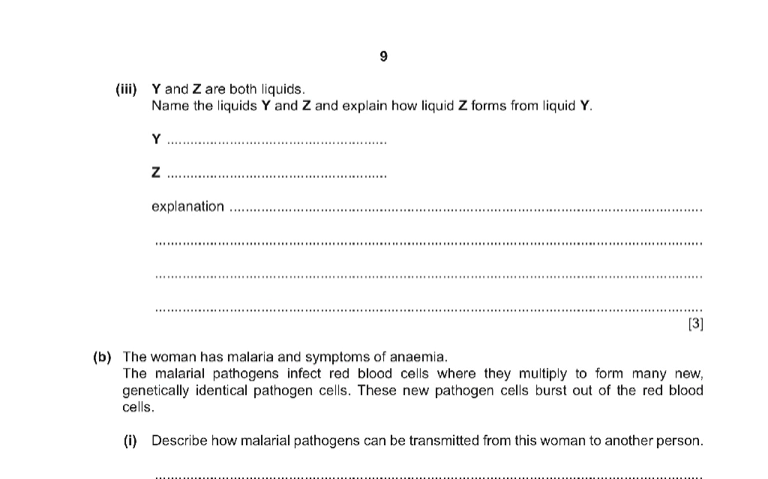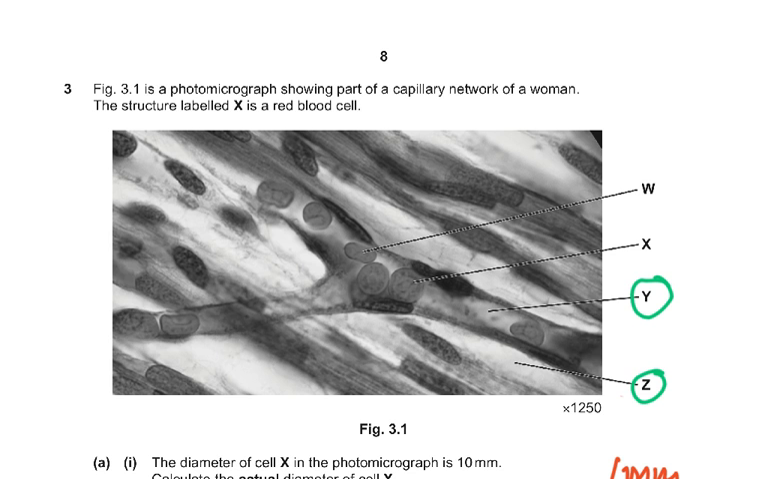Now coming to part 3 of the question, Y and Z are both liquids. Name the liquids Y and Z. Explain how liquid Z forms liquid Y. Now let's look at Y and Z. So Y is inside the capillary, so Y has to be the plasma, and Z is outside the capillary, so that is the tissue fluid. You see, they've shown you the capillary. They said this is a capillary network, and then you can see the red blood cells. So this has to be a capillary in which the red blood cells are traveling. Now they've asked you what is Y and what is Z.